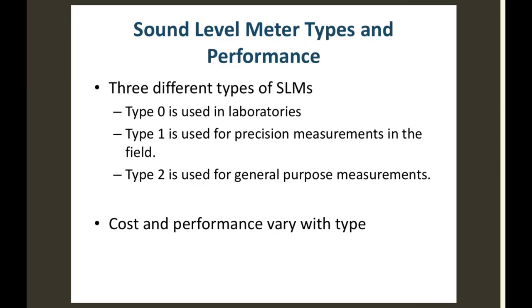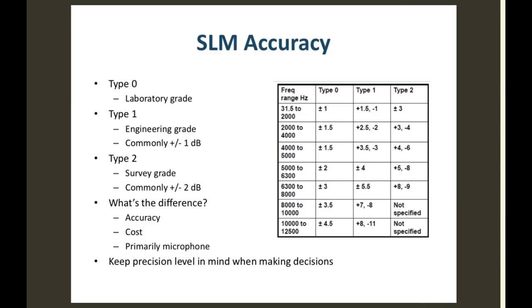Cost and performance vary with type, of course. Basically, the difference is really the accuracy of the various devices. Survey grade type 2 is the least expensive. Engineering grade type 1, you'd see them in the field quite a bit. But type 0, you'd almost never see in the field. I would guess that device over there, based on its cost, is probably a type 1, plus or minus 1 decibel.